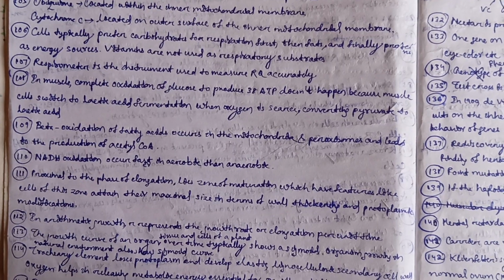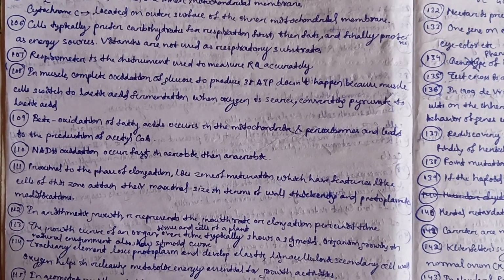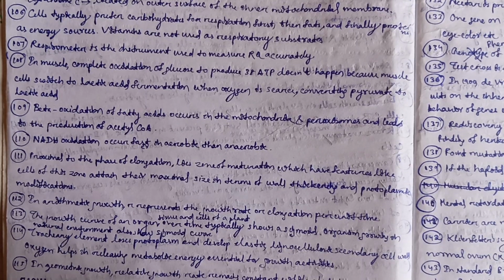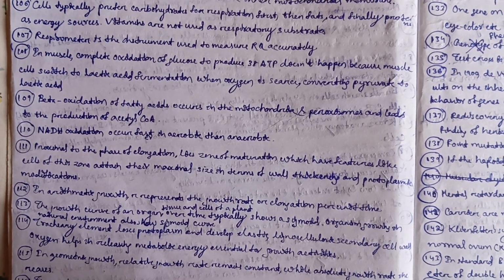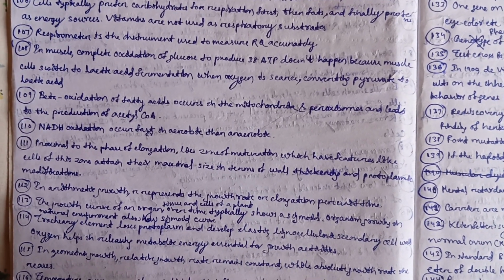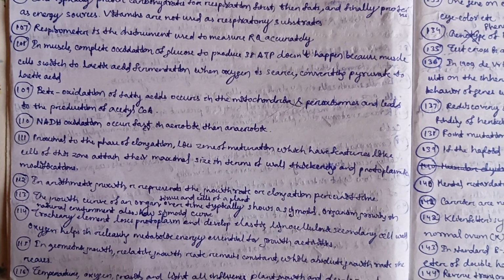Proximal to the phase of elongation lies the zone of maturation, which has features like cells of this zone attaining their maximal size in terms of wall thickening and protoplasmic modifications.